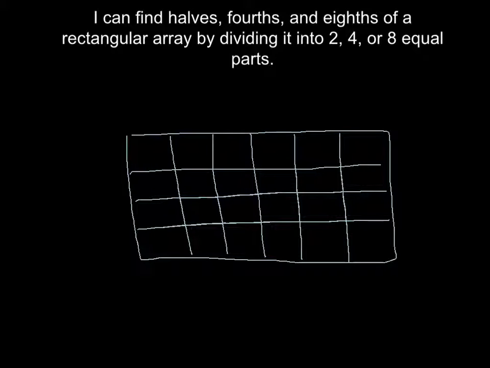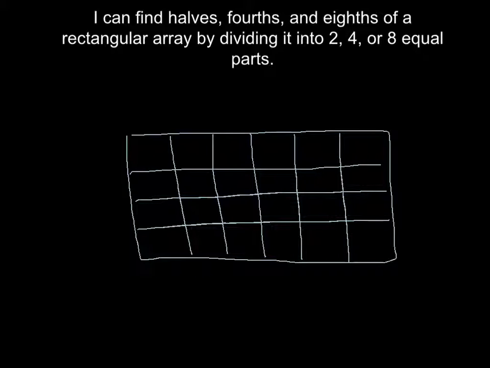Today our learning target is I can find halves, fourths, and eighths of a rectangular array by dividing it into 2, 4, or 8 equal parts. When you are looking for fractional parts of a whole, the first thing you need to do is make sure you divide the whole into equal parts.